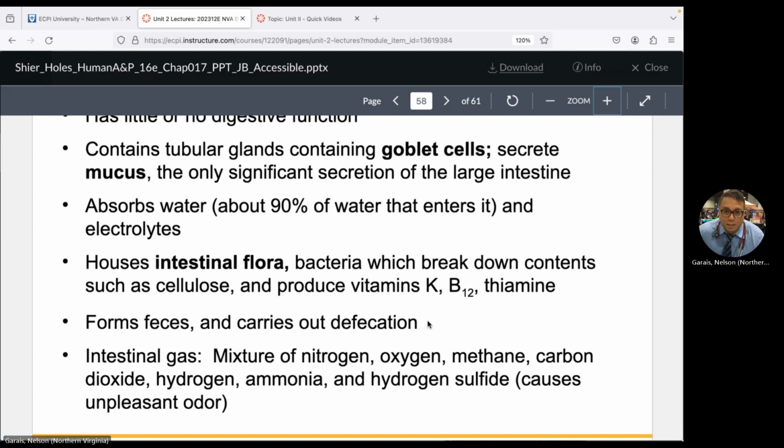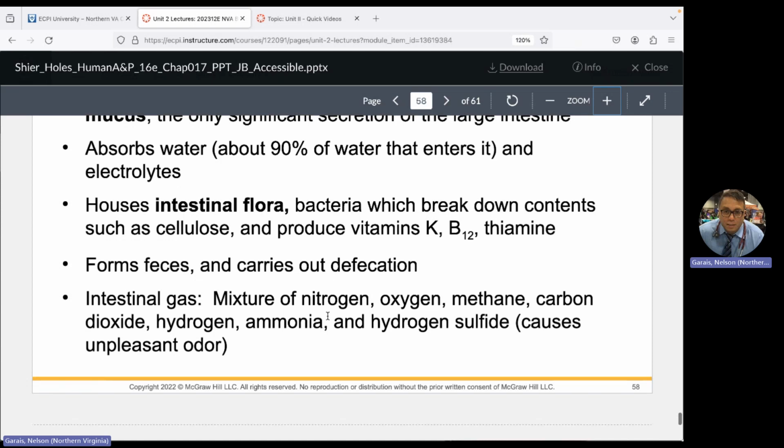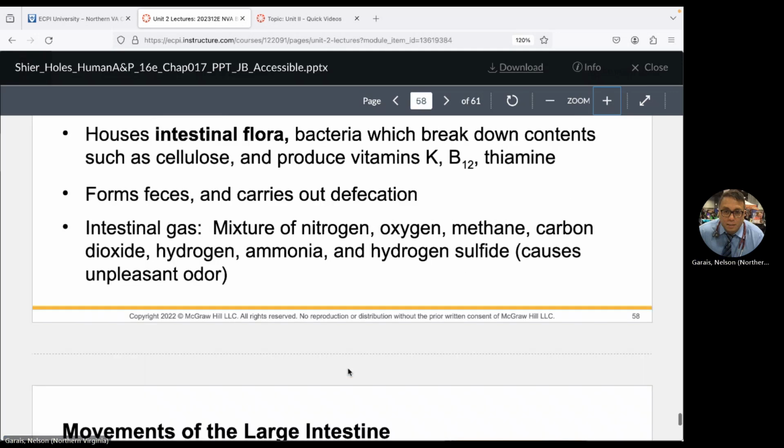Okay. Then you could have some gas. The gas is called flatus, a mixture of nitrogen, oxygen, methane. Yes, you can light your farts on fire. Please don't try this at home.